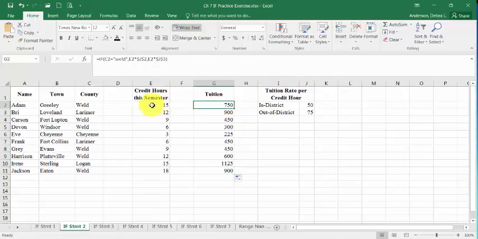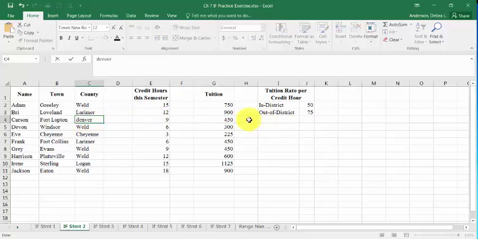So that is C2 equals Weld, yes, 15 hours times $50 an hour. Is C3 equals Weld? No, so it's 12 hours times 75 an hour. Is C4 Weld? Yes, 9 hours times $50. Again, if I change this from Weld to Denver, the 450 is going to change. Watch this. To 675, because now this is not Weld County anymore.